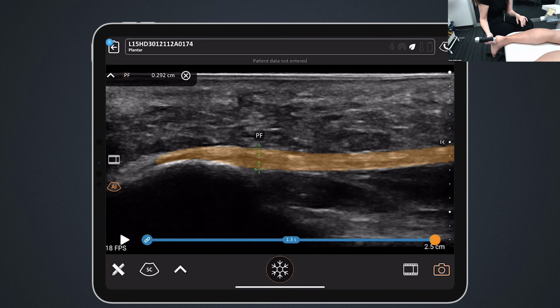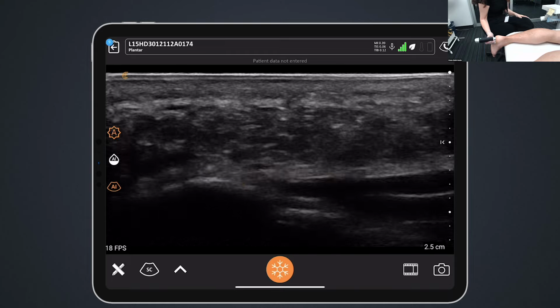And if we freeze again here, it automatically recognizes that we're in the plantar fascia and takes a measurement at the thickest portion of it. And it also displays the measurement up on the top left-hand portion of the screen right here. And if we wanted to adjust the measurements, we can easily move the calipers to wherever we want to and take an image there.